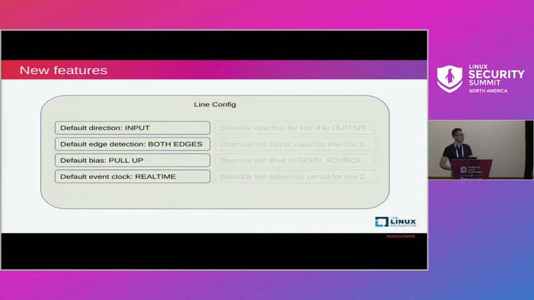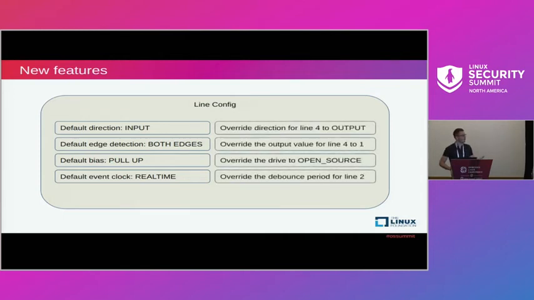But also, in the same request, you can set overrides for certain lines. You can take an offset and set its direction to output, drive it to some specific value, and also set the drive option to open source or other, and override the default output value or the debounce period or whatnot. So this allows you to create these very complex configurations if you need that.